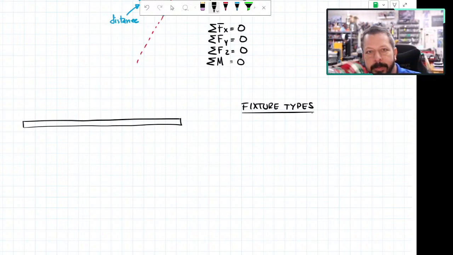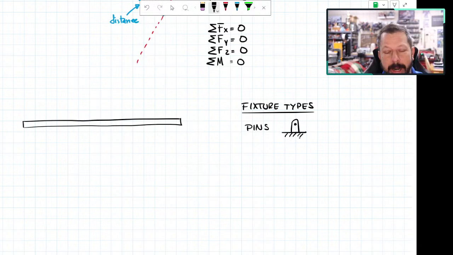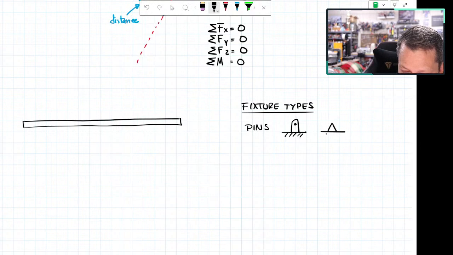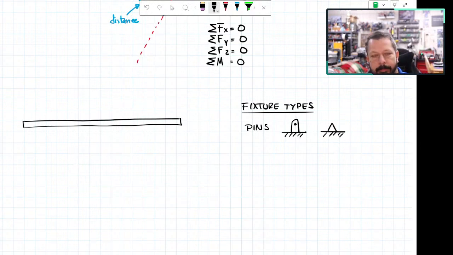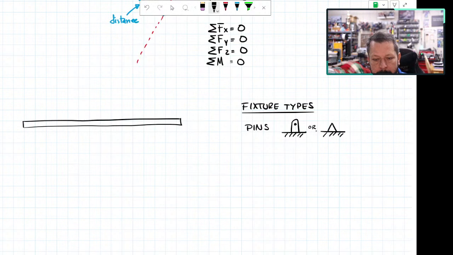So the three main fixture types that we're going to encounter are pins. I'll usually draw a pin one of two ways. I'll either draw something that kind of looks like a pin, so there's some little bracket with a bolt through it or whatever. Sometimes it would just be this little triangle that looks like something sitting on top of it. Those are common ways to draw a pin. And what a pin does is whatever's pinned there can't move.